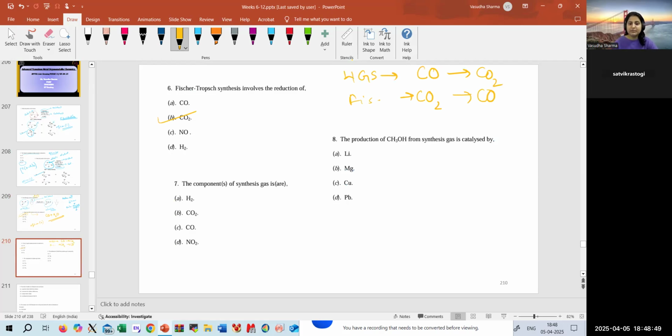The seventh question: the components of synthesis gas are. It's very straightforward, we have seen the synthesis gas formation. It's H2 and carbon monoxide. So options A and C are the right options.